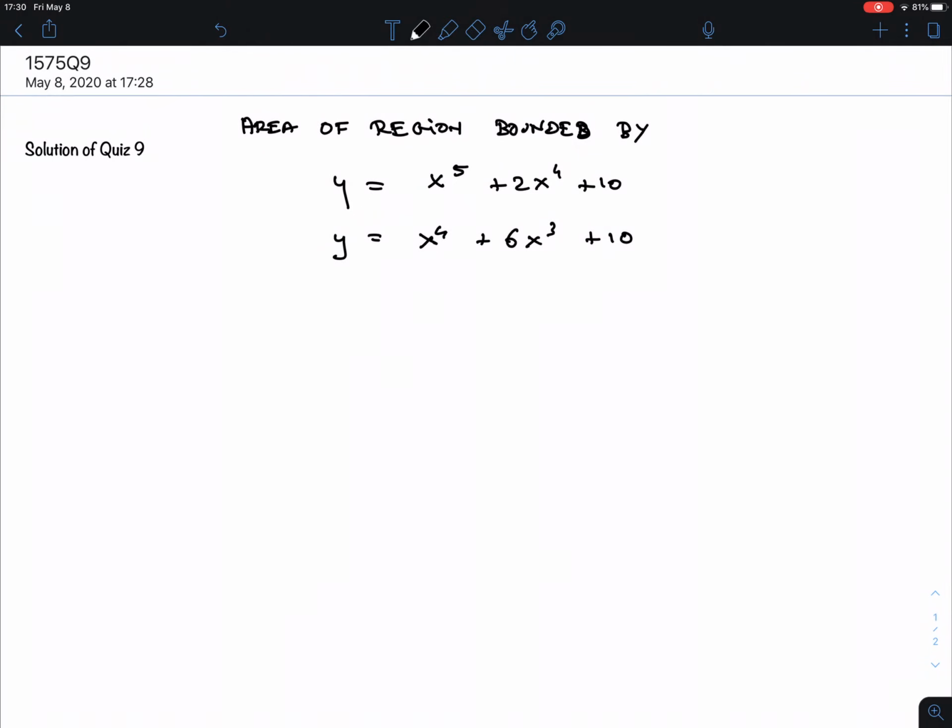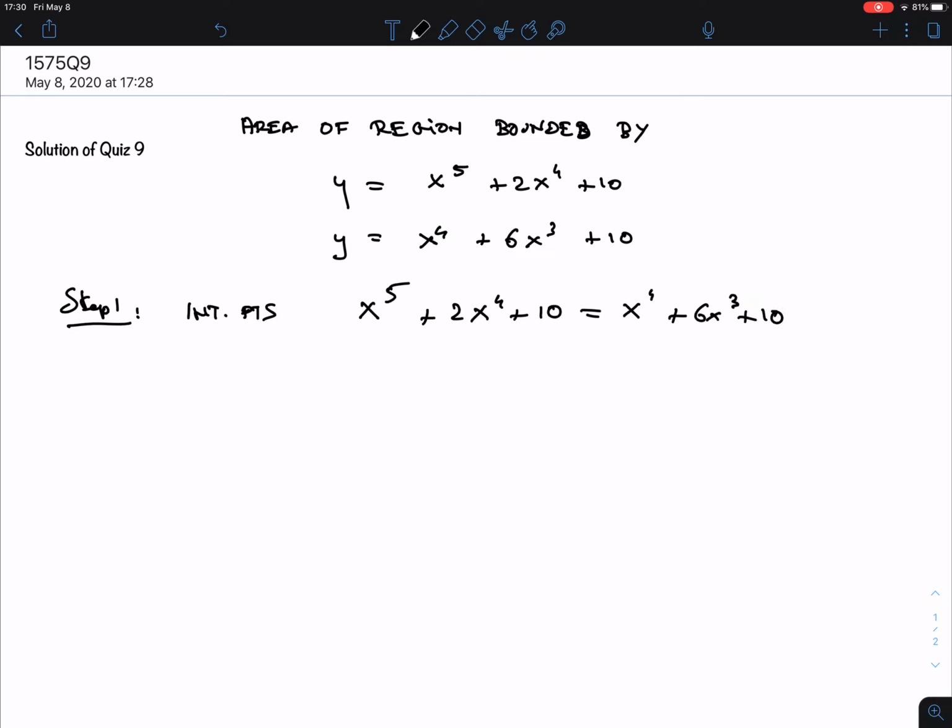Okay, so quiz number 9 on area of a region bounded by two curves. The first thing we needed to find was where these curves intersect, so the intersection points. We get this by equating the two equations and then solving.